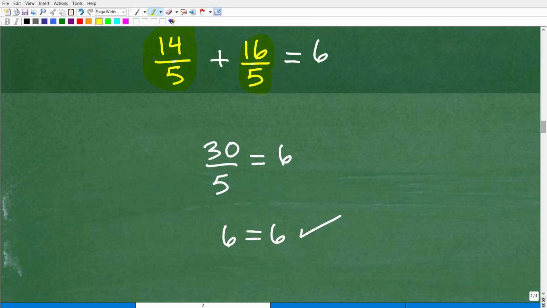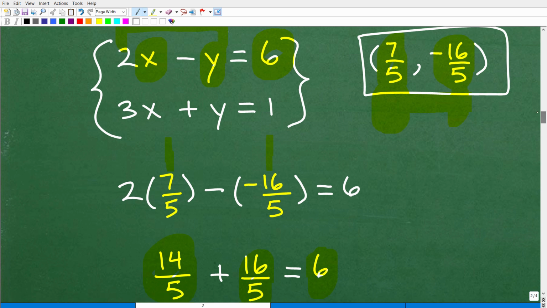You can see this is looking pretty good for us. 30 over 5, so 30 divided by 5 is 6, and that's what it's supposed to be equal to on the right-hand side. So 6 is equal to 6, meaning that is a good solution. And of course, you could check it in the other equation, and it would work as well.